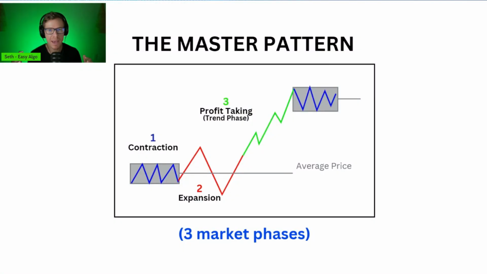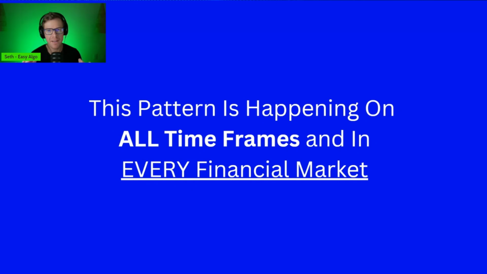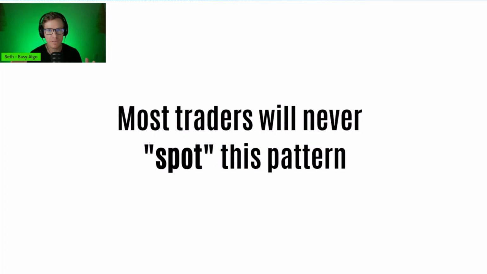The master pattern is the ultimate trading pattern. It represents the three market phases: contraction, expansion, and the trend phase. This pattern is happening on every single time frame and in every financial market. Most traders will never even spot this pattern. Why, you may be wondering?